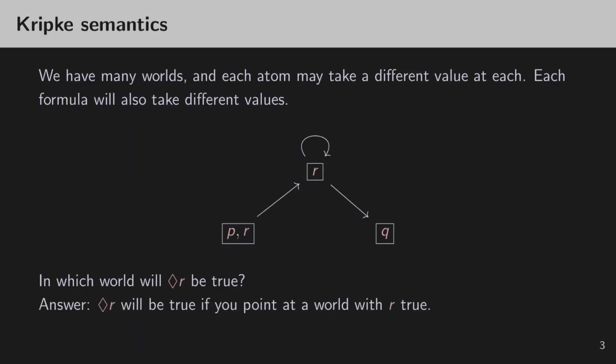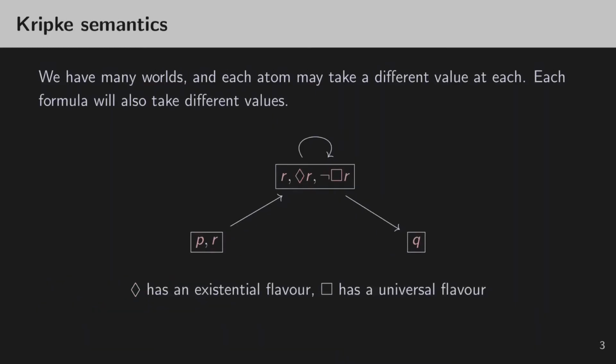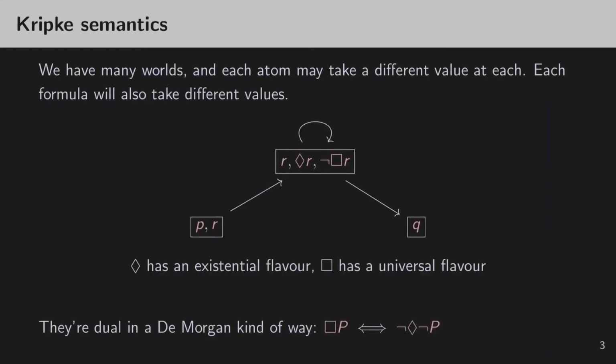Diamond R will be true in a world if there exists a world it points at which satisfies R. So, for example, since the middle world points to itself and it satisfies R, then it also satisfies diamond R. By comparison, this world does not satisfy box R. Now, you might notice here that diamond has a bit of an existential flavor to it and box has a bit of a universal flavor to it, and indeed, they're dual in a kind of De Morgan way.